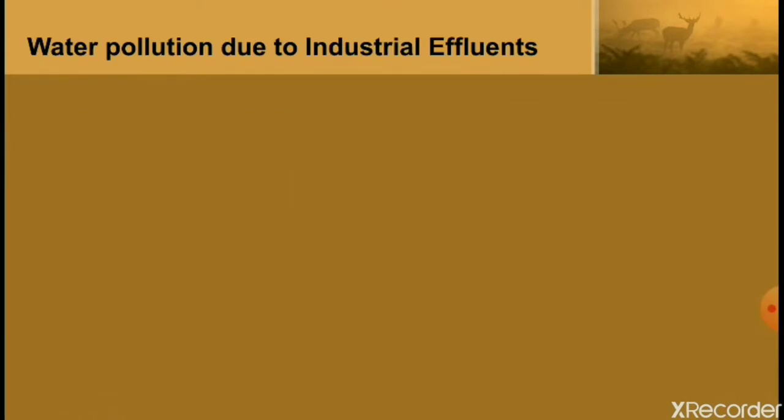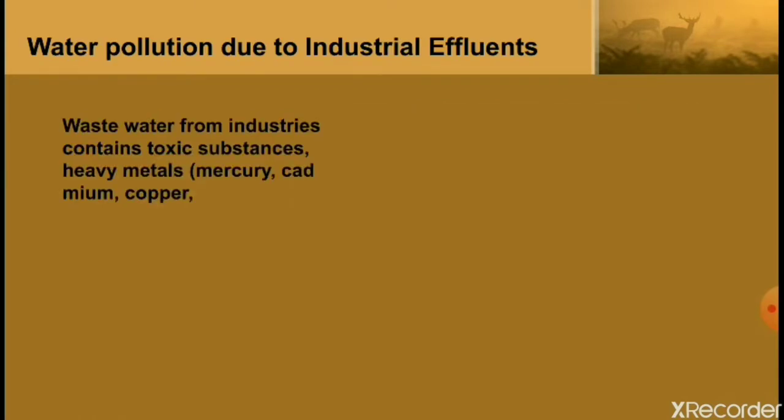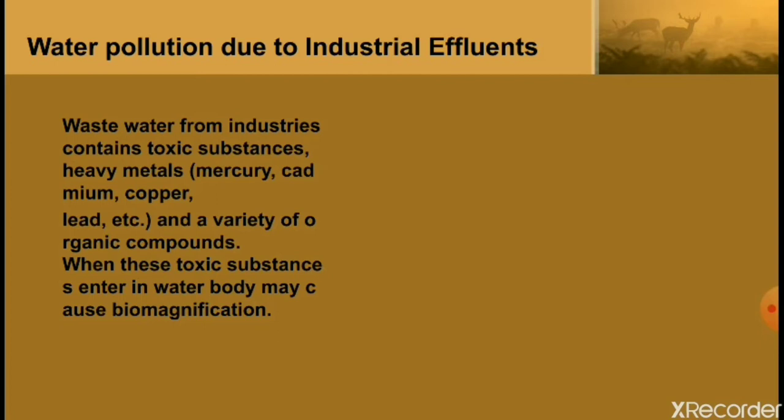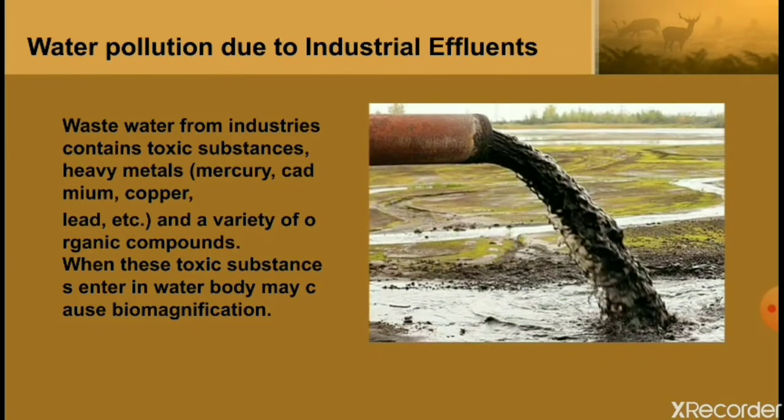Water pollution due to industrial effluents. Wastewater from industries contains toxic substances, which include heavy metals like mercury, cadmium, copper, lead, and many more, and a variety of organic substances. When these toxic substances enter water bodies, they may cause biological magnification.